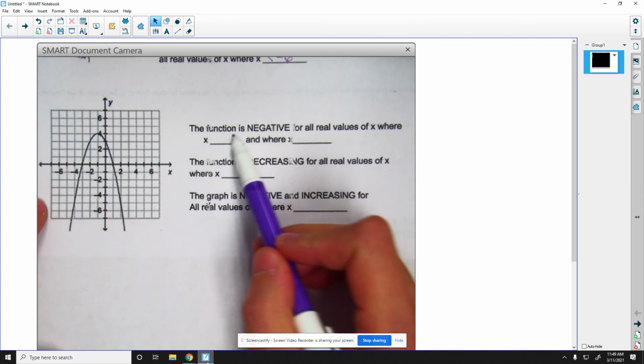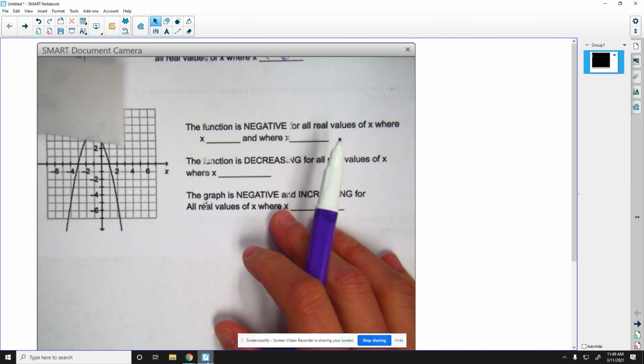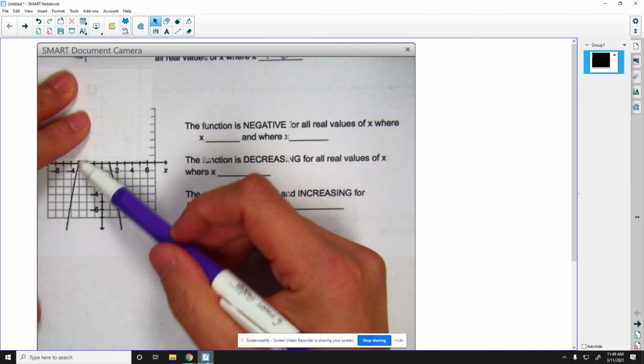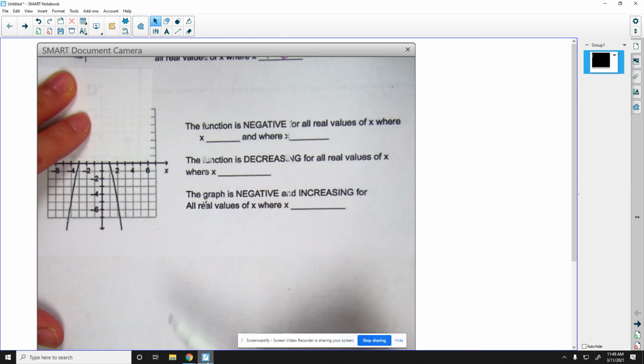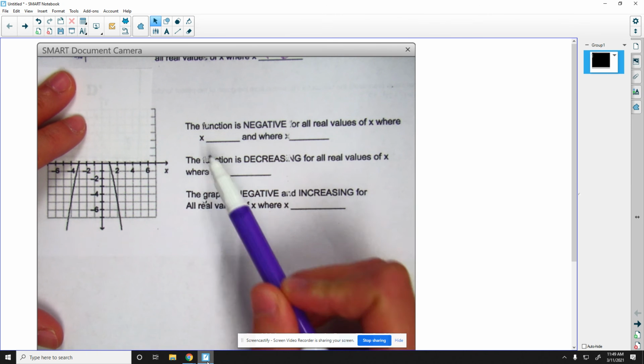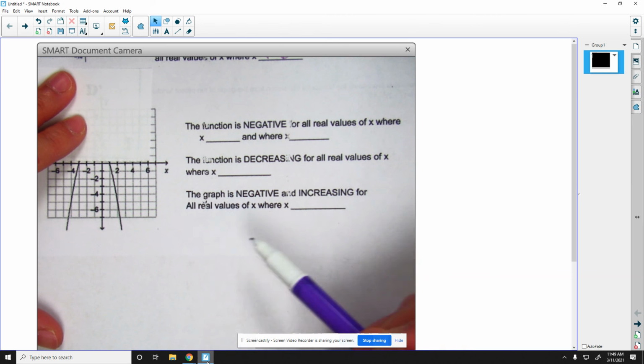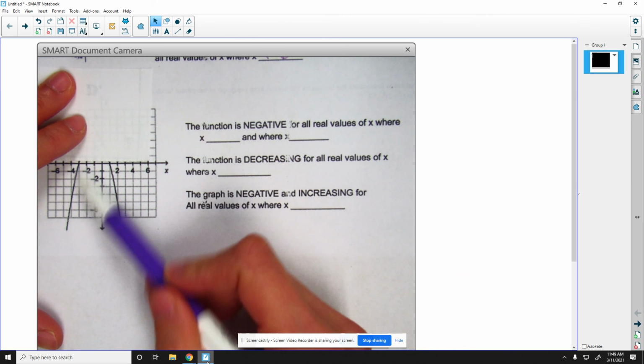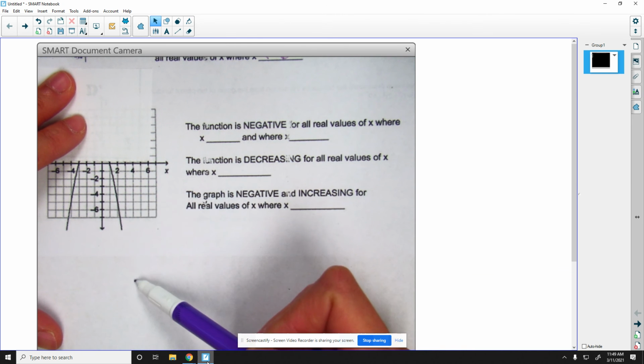So the function is negative. Okay, so when is it negative? It's negative here, right? This strip and this strip, it's negative. So it's negative for all real values where x is blank and x is blank. Do you see how I need to have two answers because I have two strips?